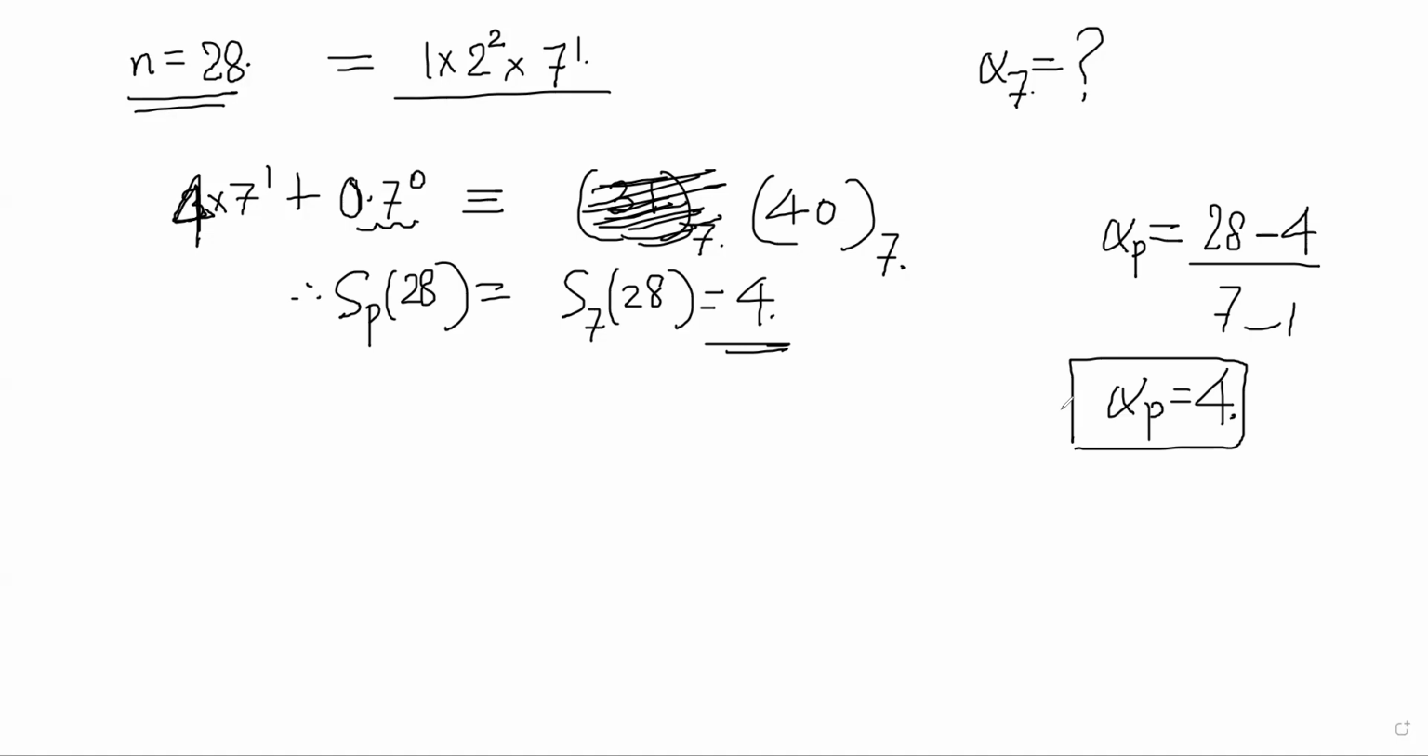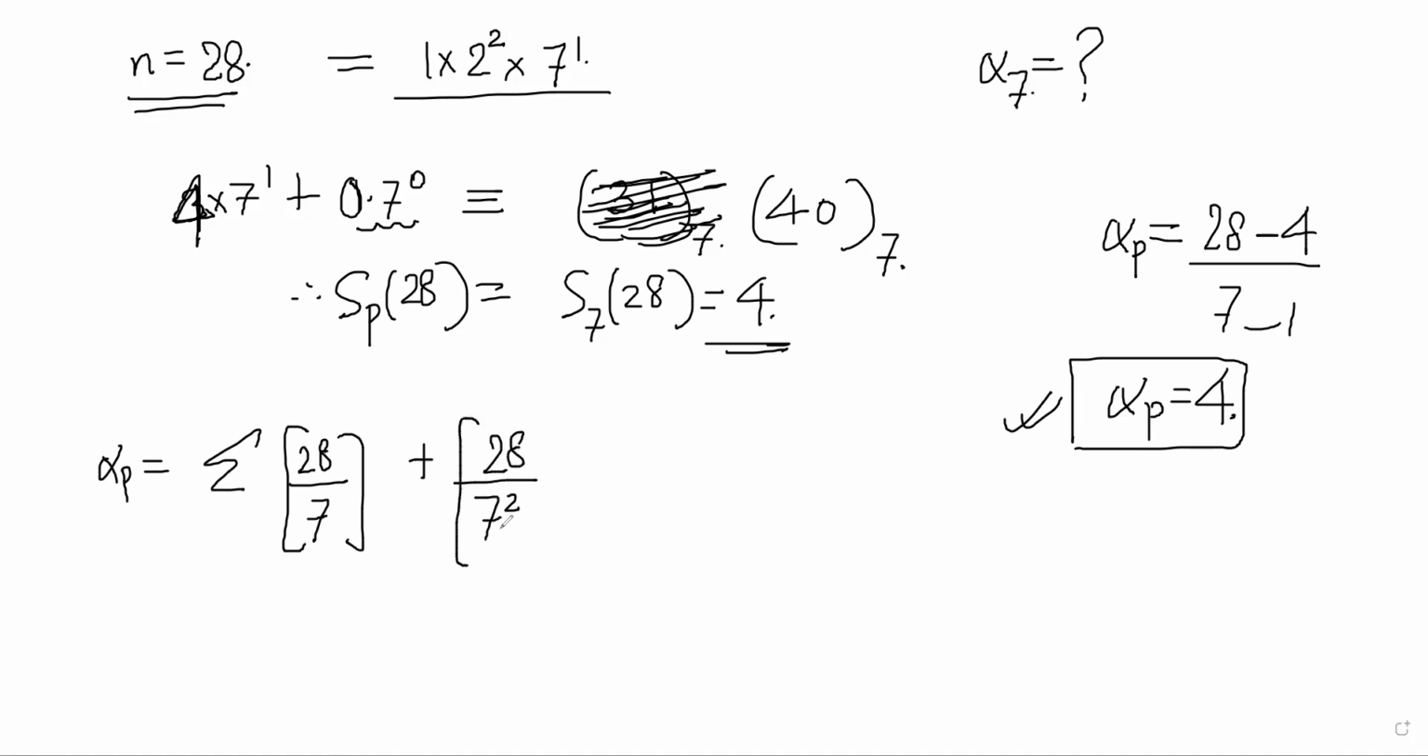And if I have to find the power of 2 that appears, what should I do? I'm getting alpha_p is 4, and alpha_p I would have calculated by the normal method, which would be 28 by 7 plus 28 by 7 squared. This would be 4 plus 0 and so on, right? So alpha_p would also have been 4.